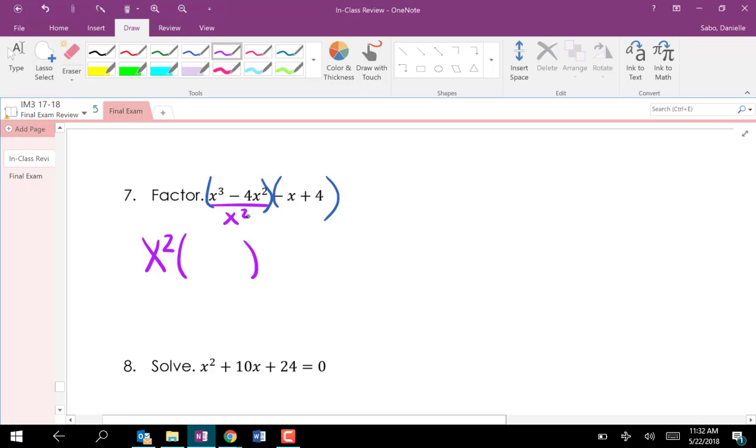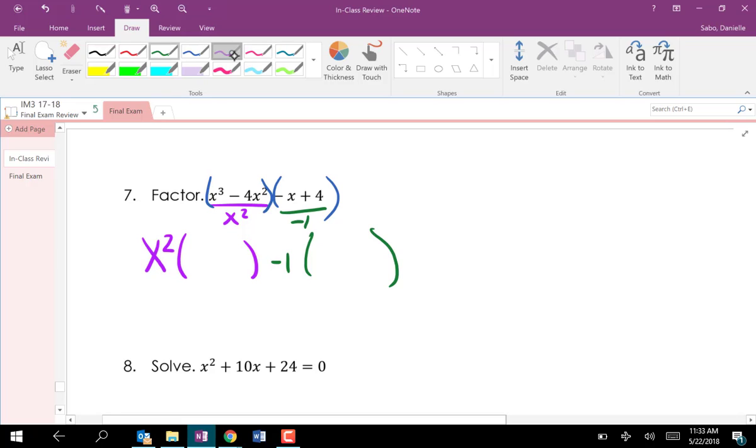Now I'm just going to set up this next part. What is common between negative x and a positive 4? What do you think I have to take out? Just 1, negative 1. But a negative 1, because whenever we have a negative in the beginning of our second part, you must pull it out. So I need to pull out a negative 1 here. So I just set up my factor by grouping.